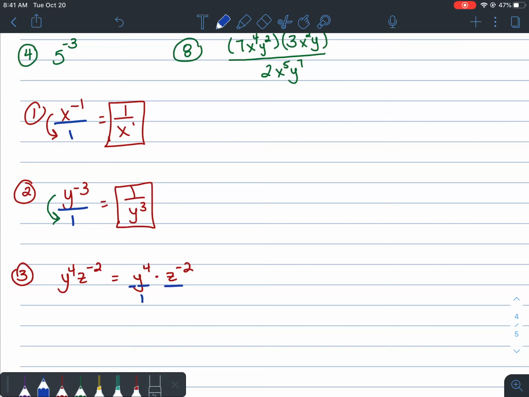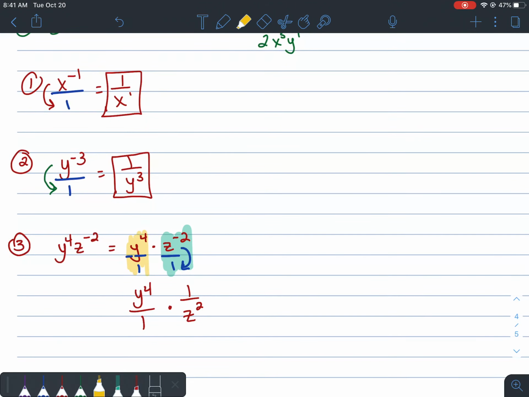If we write this as a fraction, this might help us identify how to rewrite that negative exponent. That y to the 4th will stay the same because it's a positive exponent. And then we have z to the negative 2, which is a negative exponent. As we know, we can change it, so we're going to move it and lose it. And now we're left with 1 over z squared.